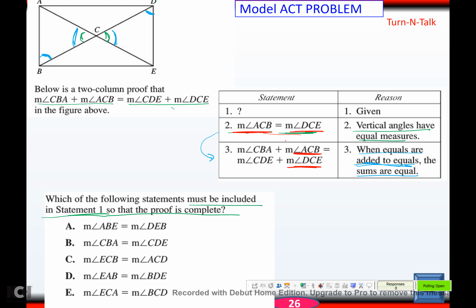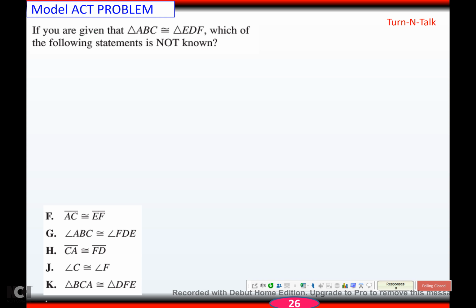Well, we know these two are equal, which must mean that these two are equal because they're saying when equals are added to equals. So what must be missing here is this statement, which says that the measure of CBA has to equal the measure of CDE. That had to have been given for this proof to make any sense. Okay? Alright, try this one, hit pause, come back when you're ready.